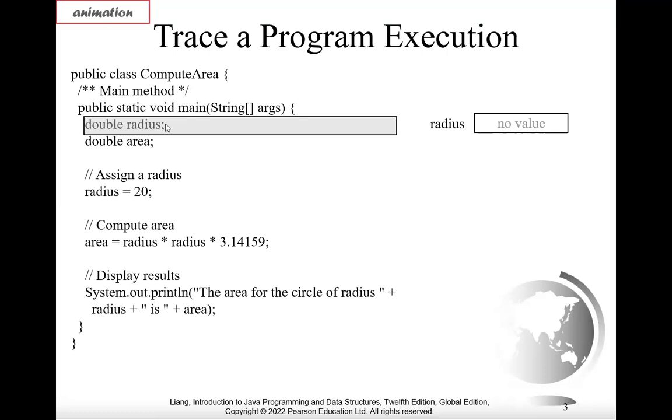We have a variable here called radius. This is pretty simple to you. Then the next is you have another variable called area. The radius and area are declared variables, but they do not have initialized values. So at this point, there is no value. Here, we are trying to assign a value to radius.